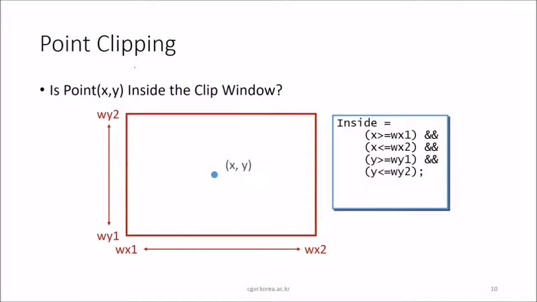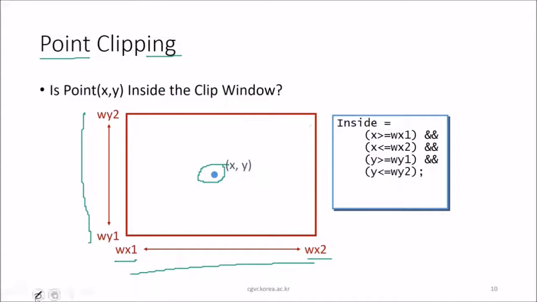So let us start with point clipping. This is the point xy. Is this point xy inside the clip window? If it is inside, then x should be between wx1 and wx2, and y should be between wy2 and wy1. If xy agrees with this condition, then we will allow this point to be shown.